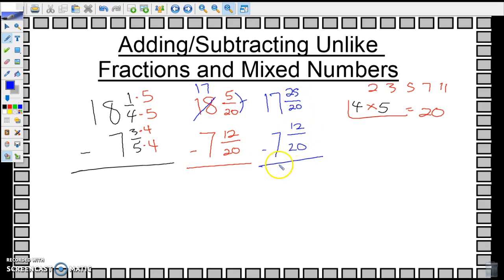And now I'm going to subtract. So 25 minus 12 is 13. Denominator stays the same. 17 minus 7 is 10. And now I'm going to look, can this reduce? My answer is no. So 18 1/4 minus 7 3/5 is 10 13/20.